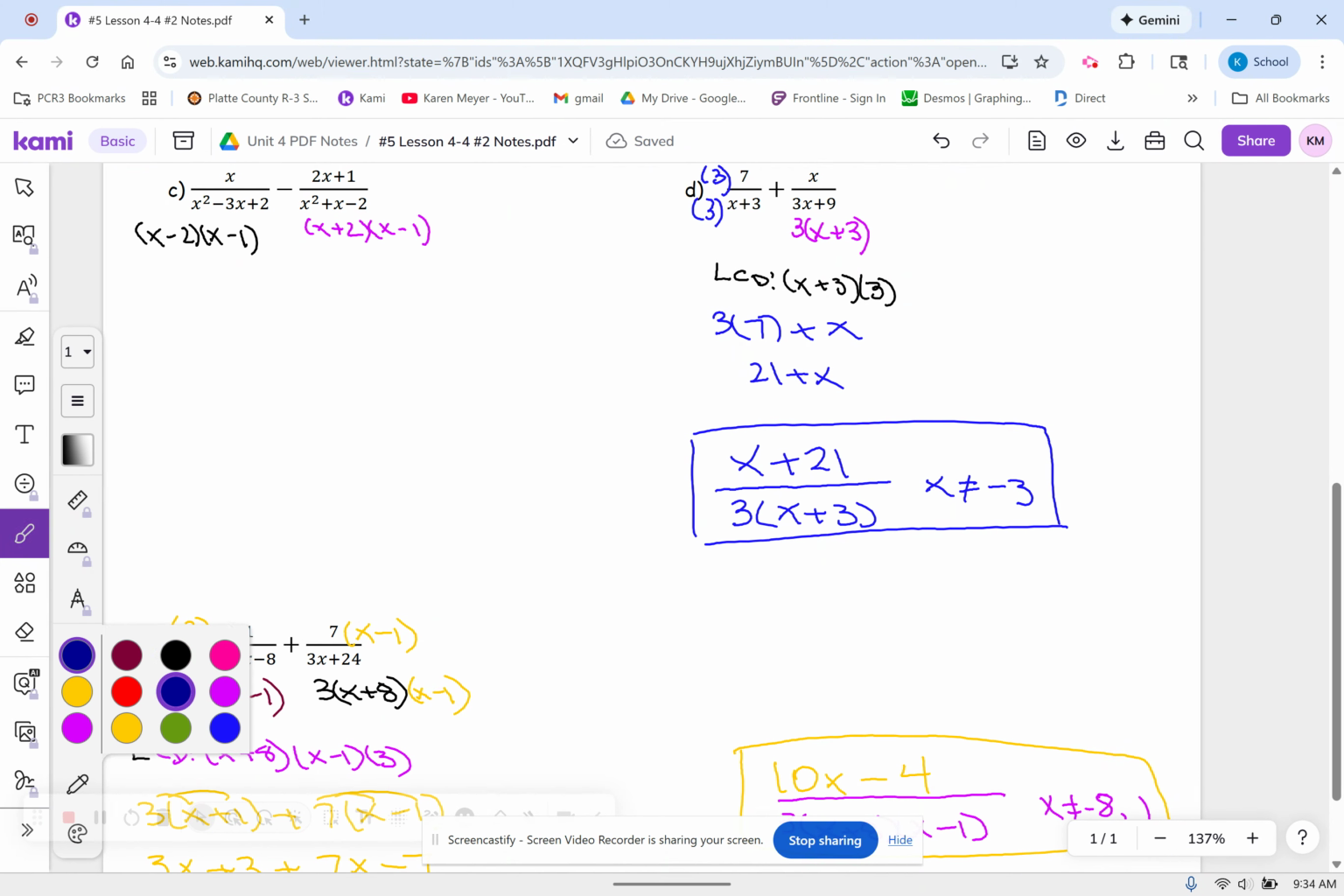And then our LCD, they share an x minus 1. They don't share x minus 2, and they don't share x plus 2. Okay. The first fraction is missing the x plus 2. So I'm going to multiply this one by x plus 2. The second fraction is missing the x minus 2.